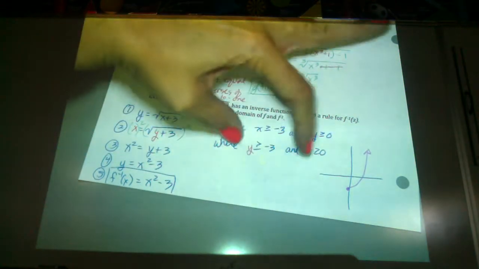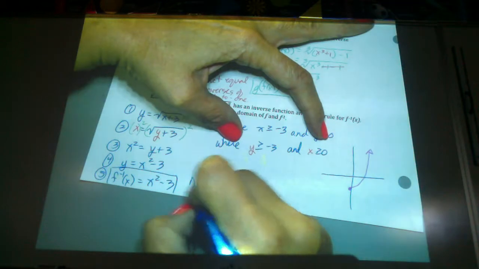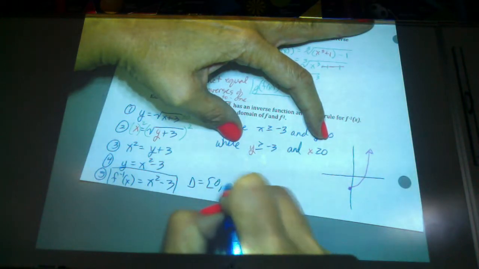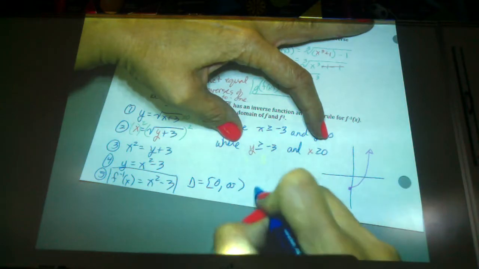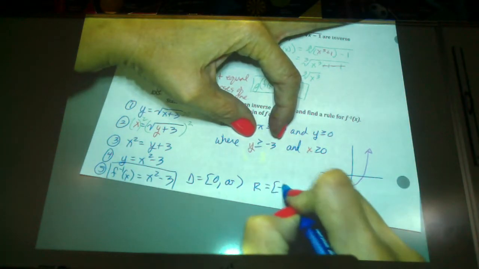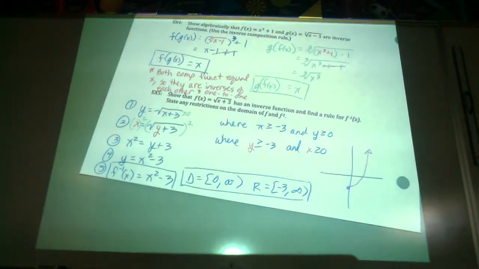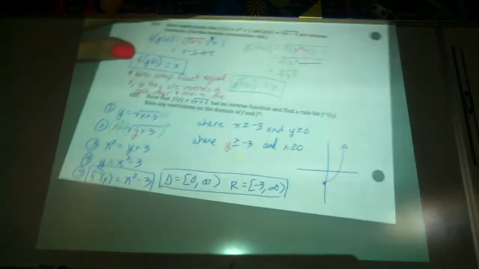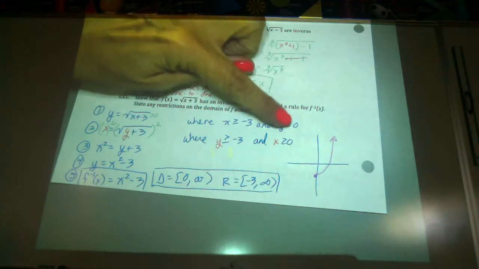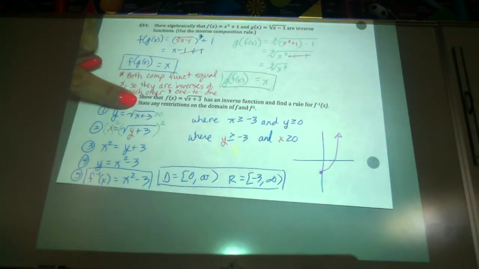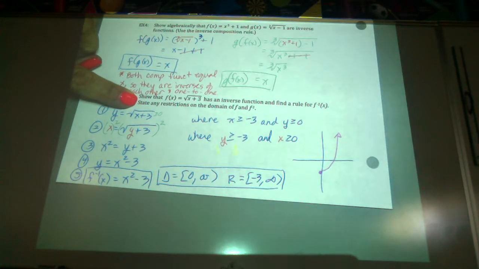And your domain, written in interval notation, would look like this. Your domain is greater than or equal to 0, so bracket 0, positive infinity. And your range starts at -3 and includes it and goes to positive infinity. If we don't restrict it, it won't be 1 to 1. What's the y greater than 0? Because the answer to a square root can only be positive or 0, because we're going to take the square root of 0. It's not going to come out negative, because when I ask you what's the square root of 4, you're going to tell me 2, not -2. Does that make sense?